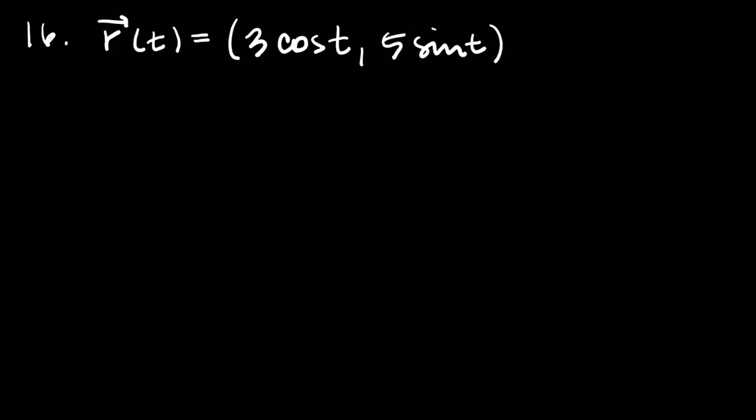All right, and the last one for this problem set is going to be, determine if the curve determined by the vector-valued function r, which is 3 cosine t and 5 sine t, is concave up or concave down at the point where t is pi over 6. All right, well, this should be exciting, at the very least.